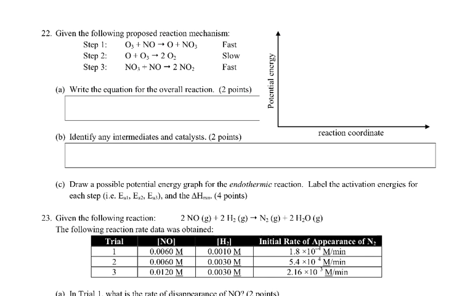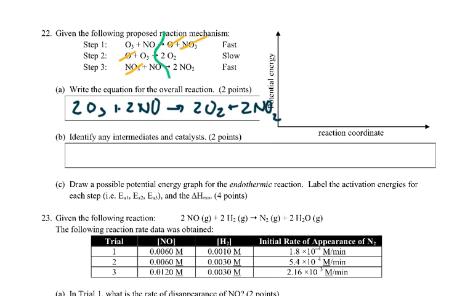Now, given the following proposed mechanism, write the equation for the overall reaction. Okay, so again, I'm going to draw a line between my arrows, and I want to get rid of anything that is on both sides. So O's go away, looks like NO3 goes away, and that's the only thing that cancels. So what's my overall reaction? It's going to be O3, O3, NO, NO. So 2 O3s plus 2 NOs turns into 2 O2s and 2 NO2s.